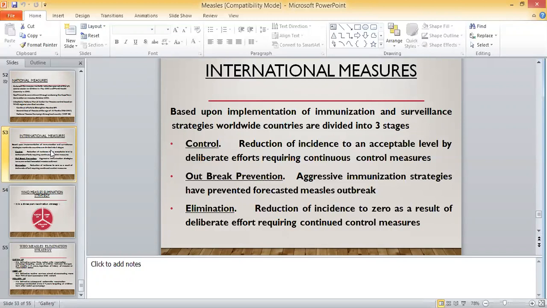Control measures mean reduction of the incidence to an acceptable level. It means the disease will be present in that geographic area, but it will no longer be a major public health problem. Outbreak prevention means to break the chain, to stop the increase of cases in any specific area, in any specific time period. Elimination, I already told, is reduction of incidence to zero as a result of deliberate effort, requiring continued control measures in any geographic area.